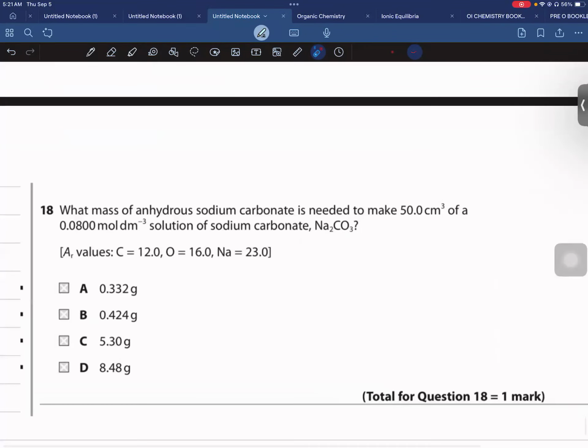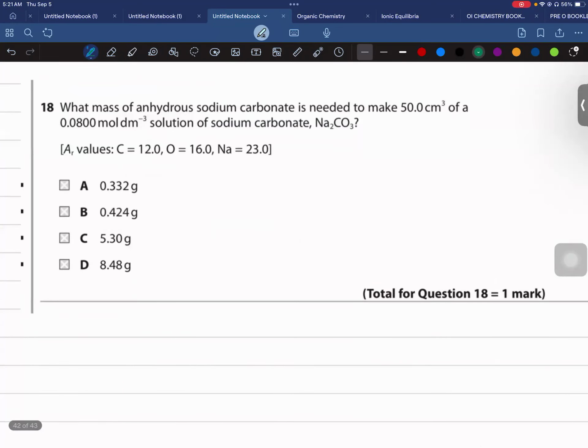Okay, let me tell you this question. What mass of anhydrous sodium carbonate? They're asking the mass of this, and what they have given to you is volume, and this is concentration. Can you find out the moles by using the volume and concentration?